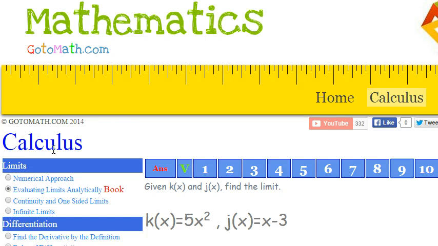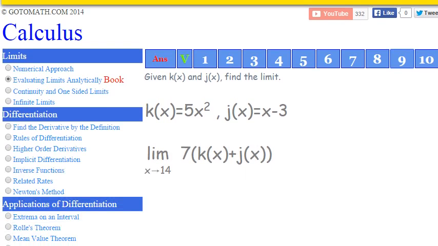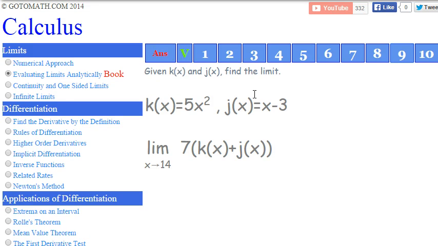So here we are at gotomath.com. We're looking at calculus and focusing in on limits analytically, and we happen to be in this section right here. If you're watching this somewhere else on the internet, well, we have two functions k and j, and we're going to take the limit as x approaches 17 of 17, and in parentheses here is k of x plus j of x. So this doesn't look too difficult.